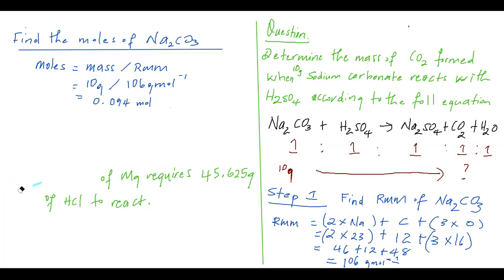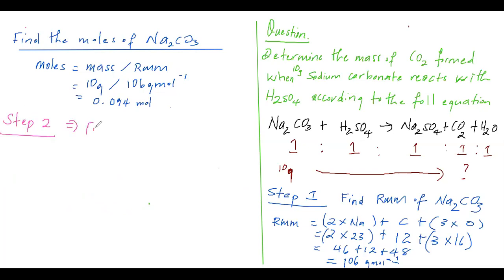So what do I do next now? Do the same for the CO2. All right, so you want me to find the RMM of CO2, no problem. The RMM of CO2 would be 12 plus 2 times 16, and that would work out to be 44. So I found the RMM of CO2. What next should I do?